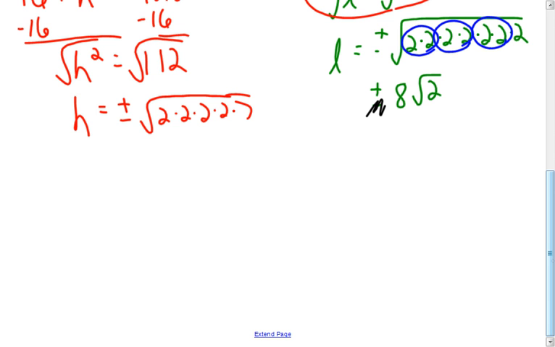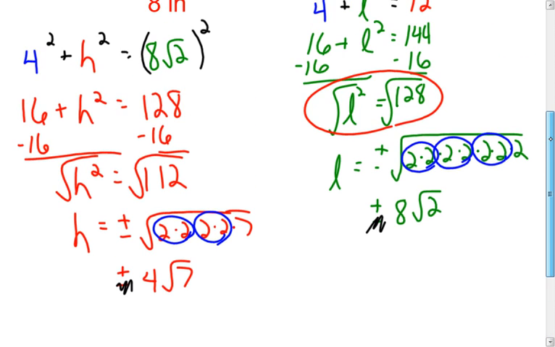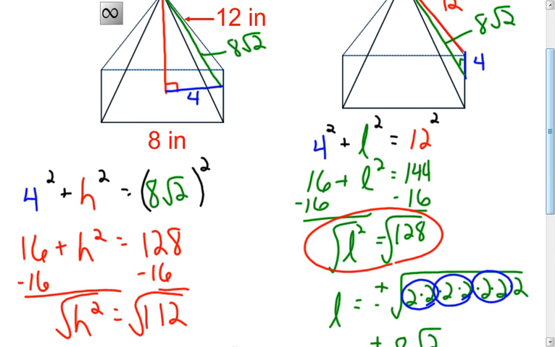Look for those pairs again. Pair of 2s, pair of 2s. So now I'm at plus or minus 4 root 7. And again, being we're looking for the length of something in our pyramid, the negative's not going to make sense. So I just figured out that the height of my pyramid is 4 root 7. It'd be inches. Now I am able to figure out, I just wrote a 2 there, didn't I, instead of a, let me try writing this again. 4 root 7. There we go.